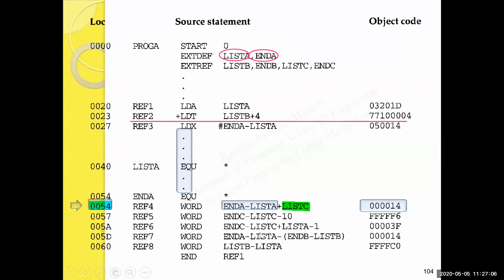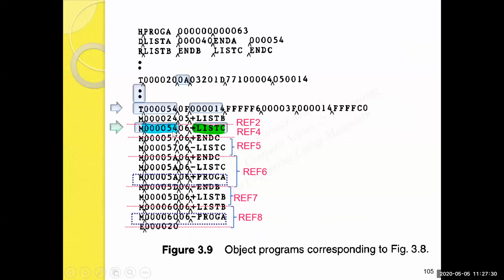So now having processed the reference 4, the object code generated is 000014. This was already explained. How did we get this 14? It is ENDA minus LISTA. But the value for LISTC was not known. So one modification record has to be inserted in the object program saying that to the field that begins at 54, we need to add the value of LISTC. So you may see that the modification record is added here. To the field that begins at 54, add the value of LISTC.